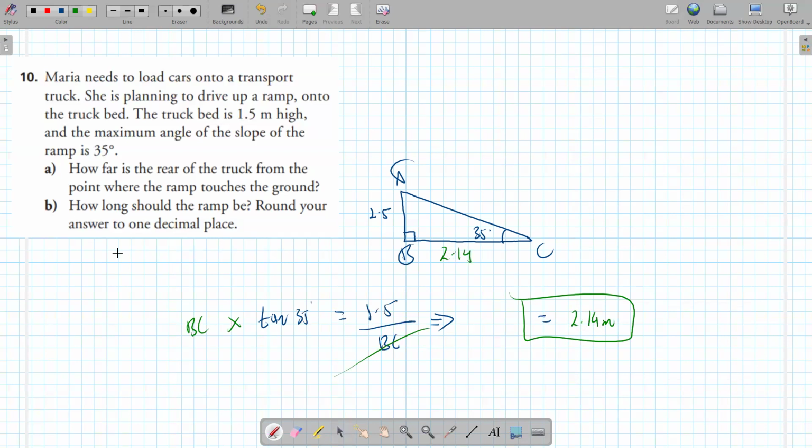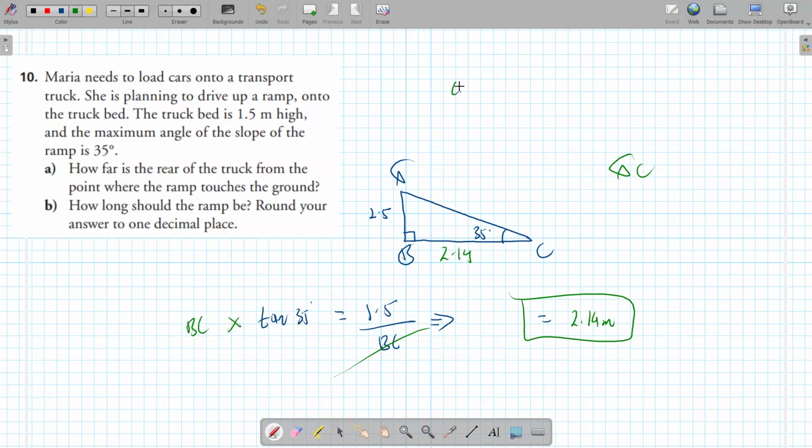Part B, how long should the ramp be? How do we find this? We're looking for AC now. That's the only side that's left. You can use cosine. Yeah, you can use anything here. You can also use Pythagoras.